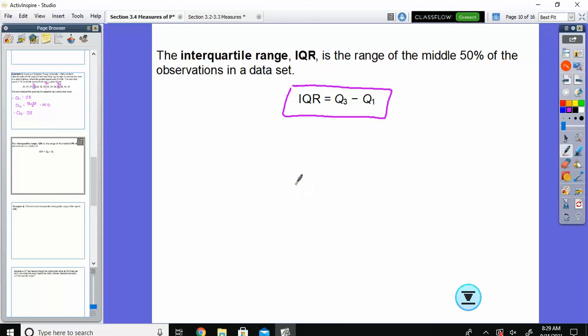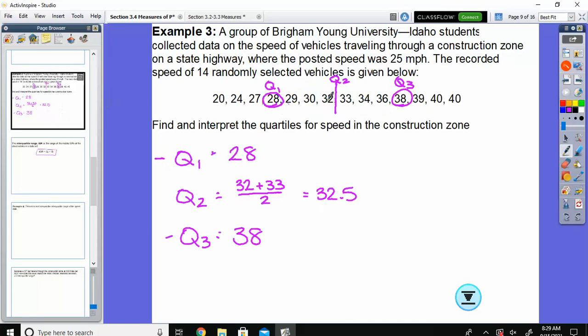What's this to show? It's kind of like a range, but it's just looking at your quartiles. So basically, if you had an outlier, let's say this last one was 95 miles per hour, it wouldn't impact my interquartile range at all. So it's just a safer calculation to throw out any extreme values.